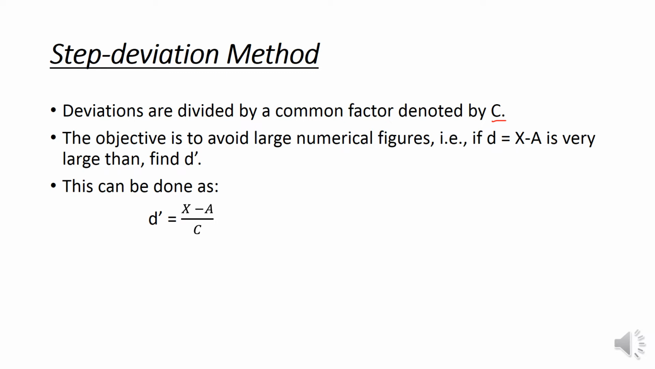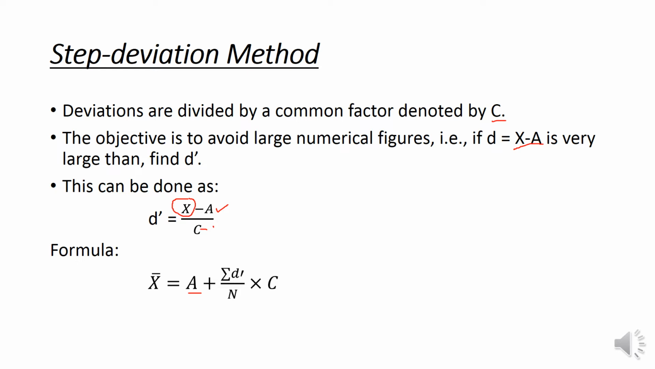तो जब हमारी x से minus a की value ज्यादा हो जाती है, in that condition we use the step deviation method, and this is followed by D dash is equal to x minus a divided by C. C is the common factor, x is the value of the items, and a is the assumed mean. The formula for the step deviation method is x bar is equal to a, the assumed mean, plus sigma d dash, the total of the deviated values, divided by n, the total number of items, multiplied by c, the common factor.